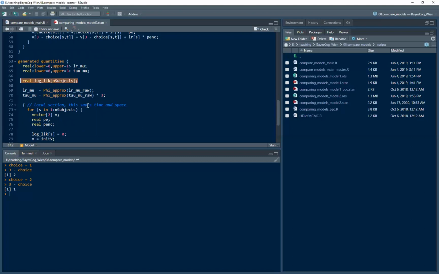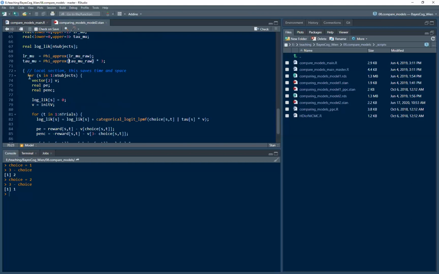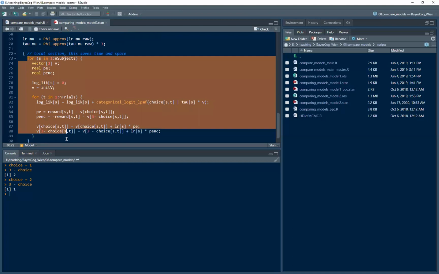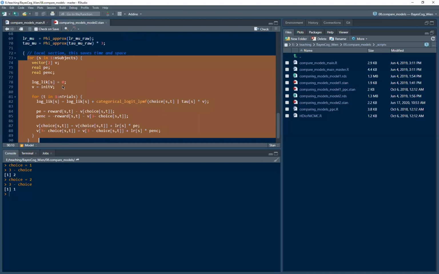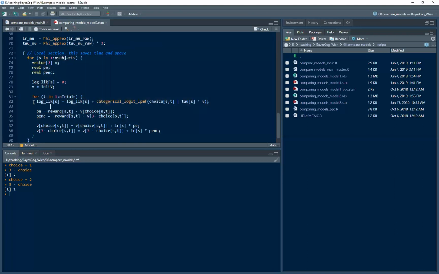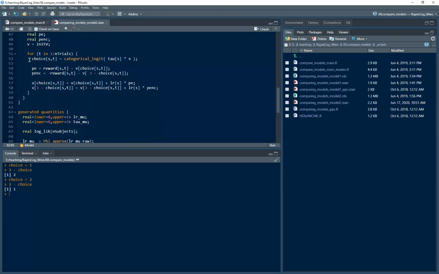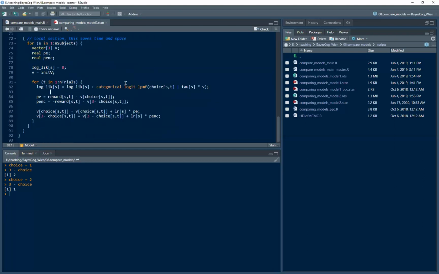This one, the log likelihood variable declaration, is a real number, and the name is like this. You can also name it differently, but it doesn't matter. This one, the size, right? And this part, as I said, is nearly identical to the model block. The only difference is this line, okay? I'll show you the difference. Don't redo it yourself, I'm doing that for educational purposes. I copy it and paste.